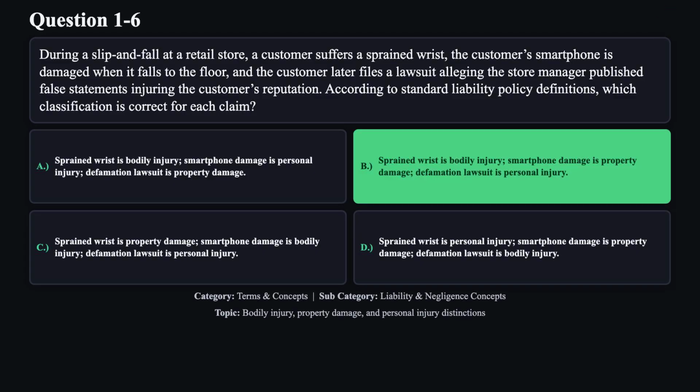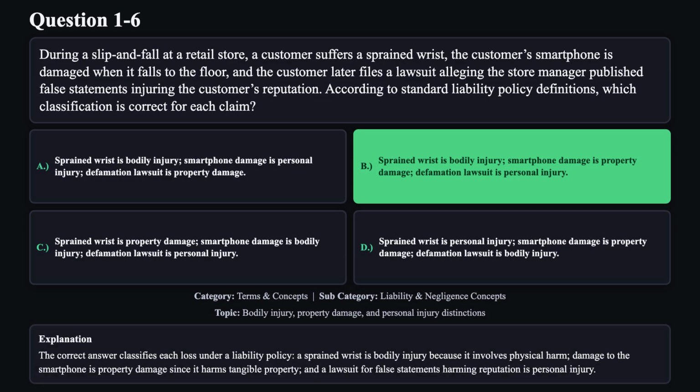The correct answer is B. The correct answer classifies each loss under a liability policy. A sprained wrist is bodily injury because it involves physical harm. Damage to the smartphone is property damage since it harms tangible property. And a lawsuit for false statements harming reputation is personal injury.